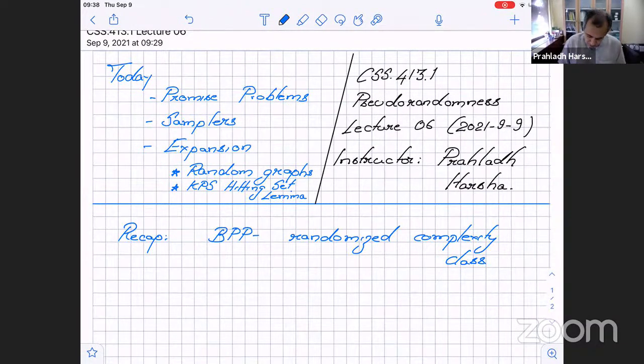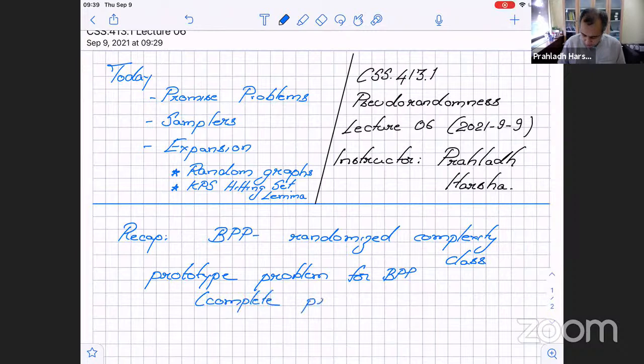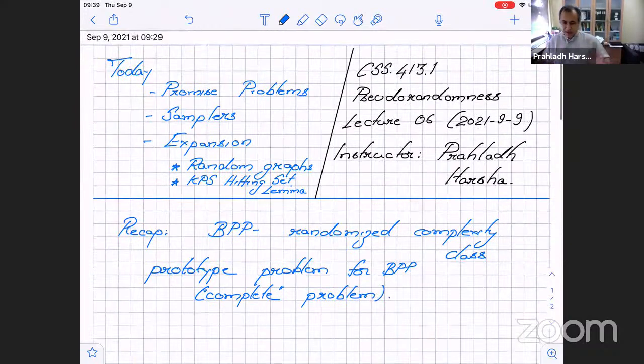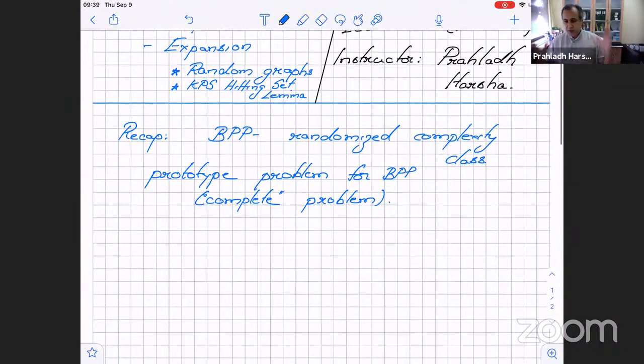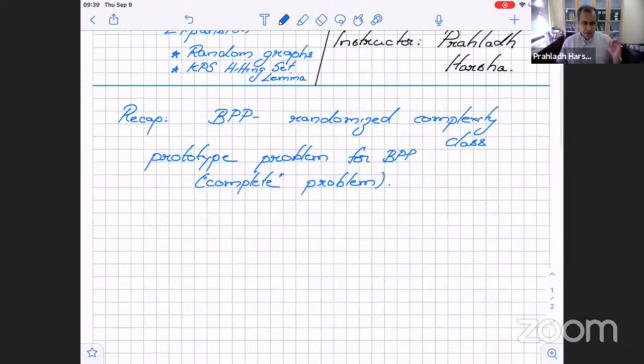So what we will be doing in the first 10 minutes or so, we'll try to understand a prototype problem for BPP. This in the complexity jargon is called a complete problem. I will not define the notion of completeness, but you'll see what it means. By the time we look at this prototype problem, we will see why it is the typical problem in BPP. For technical reasons, BPP does not have a complete problem. We actually can't work with languages. We'll have to work with something called promise problems. This will be useful for us anyway. So let me go ahead and define this notion.